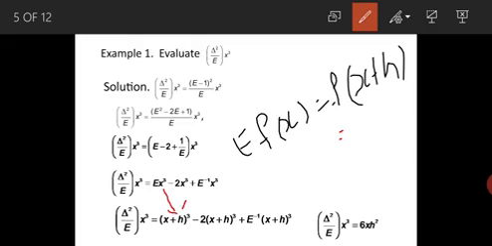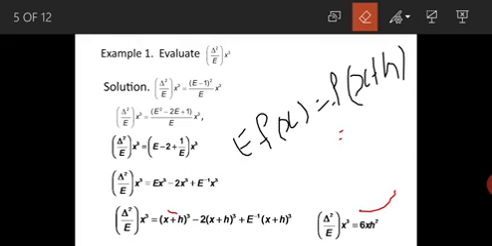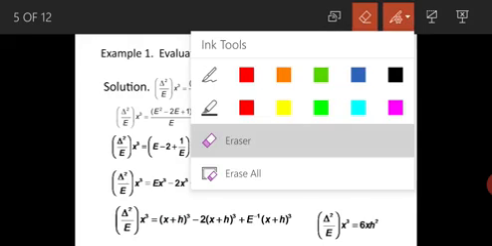Here we applied it, here we applied it. So we have got x plus h whole cube. Here x plus h whole cube is there. If you simplify all the terms here, I will get this answer. Now we will see the next problem.